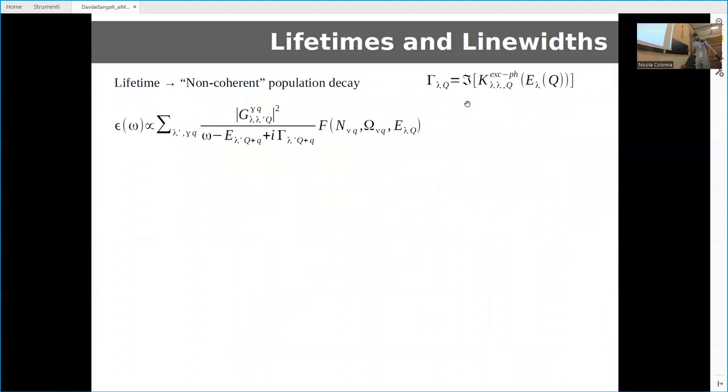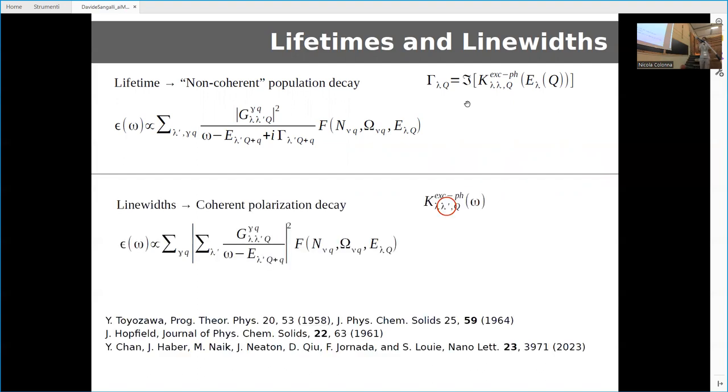And so one last remark on this. We have seen that we can compute the lifetime of the exciton, similarly to the case of the self-energy, which is the imaginary part of the exciton-phonon kernel evaluated at the excitonic energy on the excitonic state.